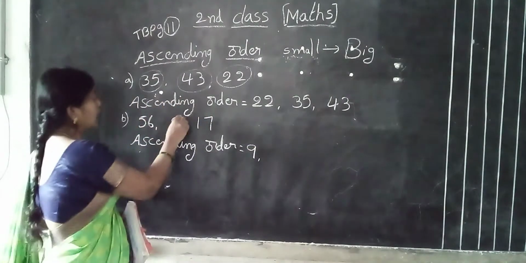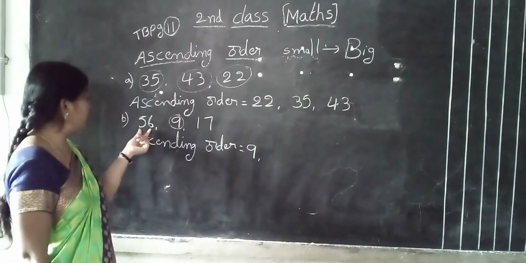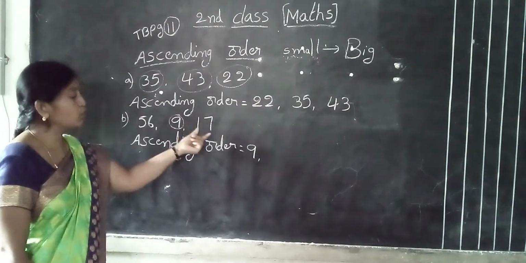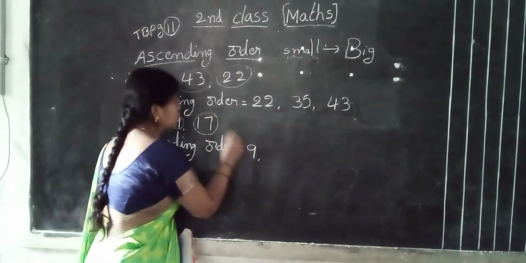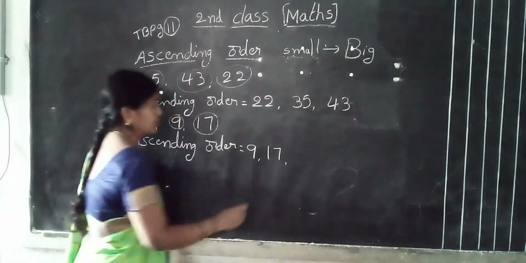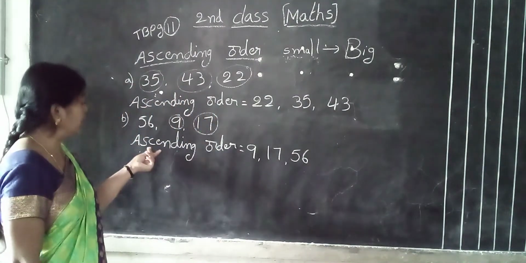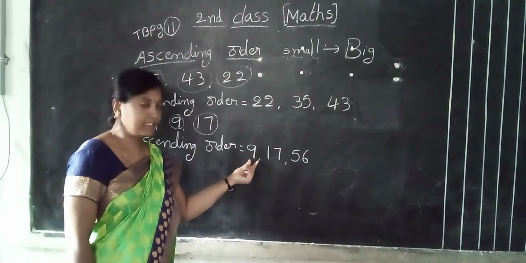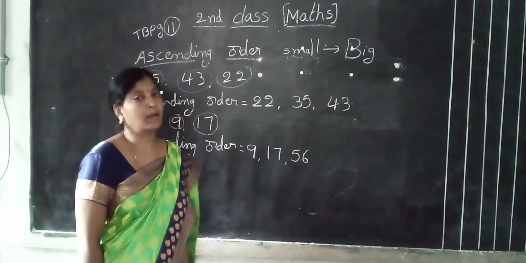Next. So 9 is over. Next smallest number. Next తర్వాత smallest number ఏదమ్మా? 56, 17 లో next smallest number ఏది? 17. Next 56. Over. So in this ascending order, ఏ number smallest number? 9 is the smallest number and 56 is the biggest number. Okay children?